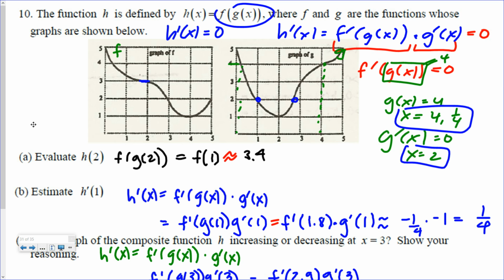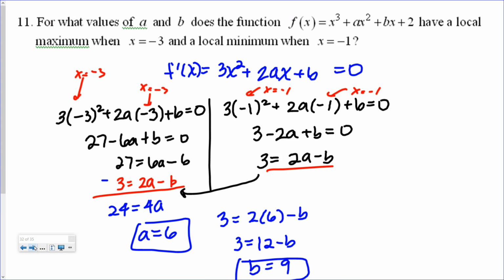All right, let's go to number 11. Students had questions about 11. Okay. Guys, it says, for what values of a and b does a function have a local max or a local min? Guys, what's happening to the derivative if I have a local max or a local min? What's happening at the derivative there? 0. So what that means, guys, is if you take the derivative of this, set it equal to 0.